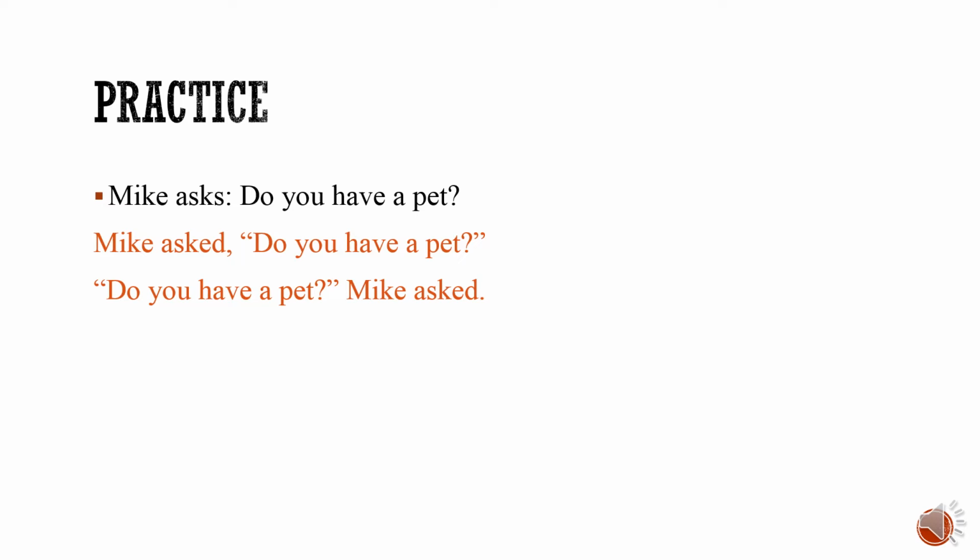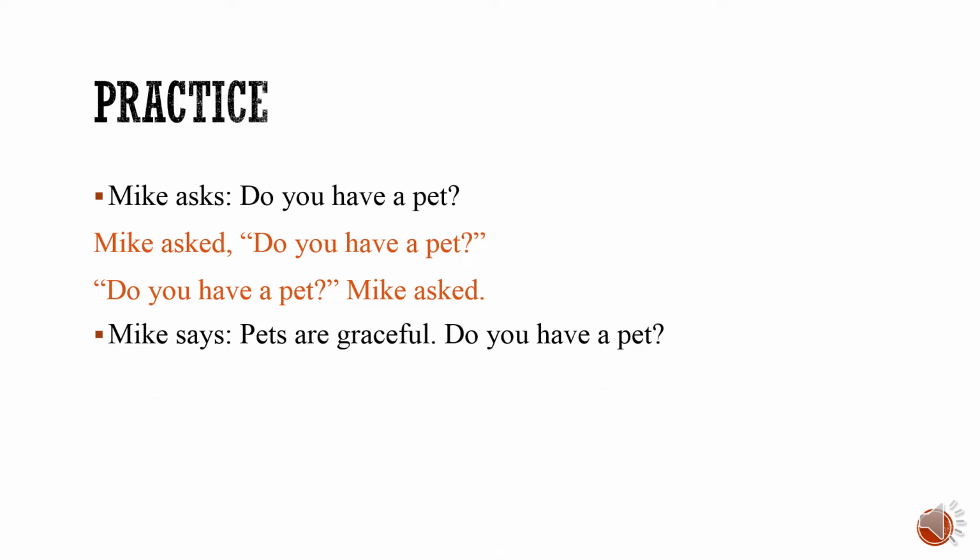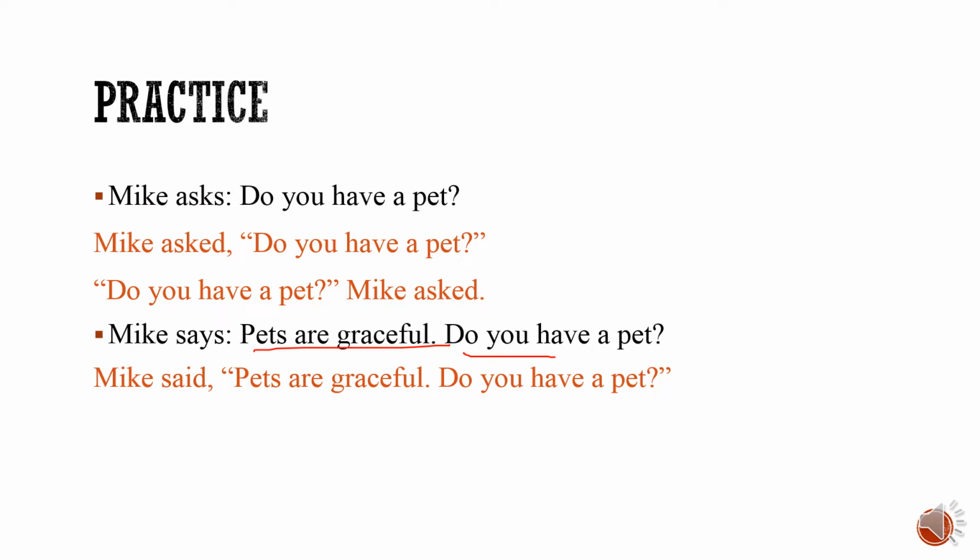What about this example? Mike says, "Pets are graceful. Do you have a pet?" So you can see that it's made up of two sentences. You don't have to worry about this. Everything follows the same rule. Okay, so Mike said, "Pets are graceful. Do you have pets?" You see that the question is inside the quotation marks. And the second one also, "Pets are graceful. Do you have a pet?" Mike said.